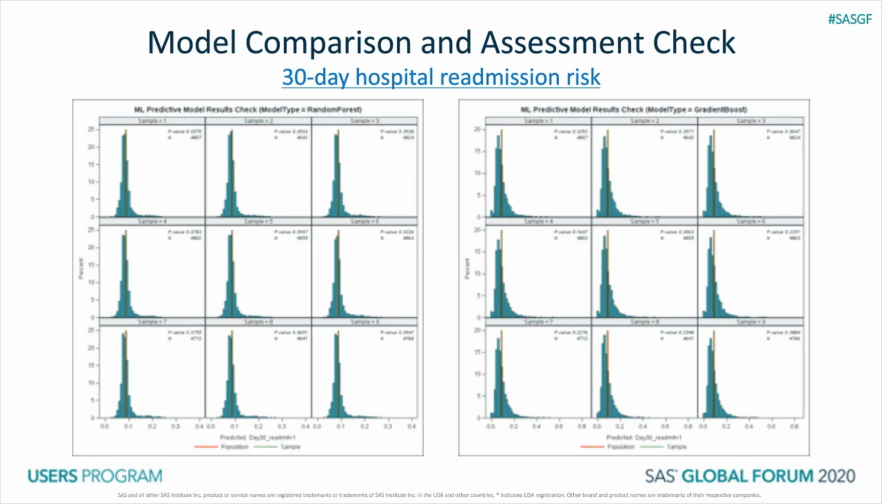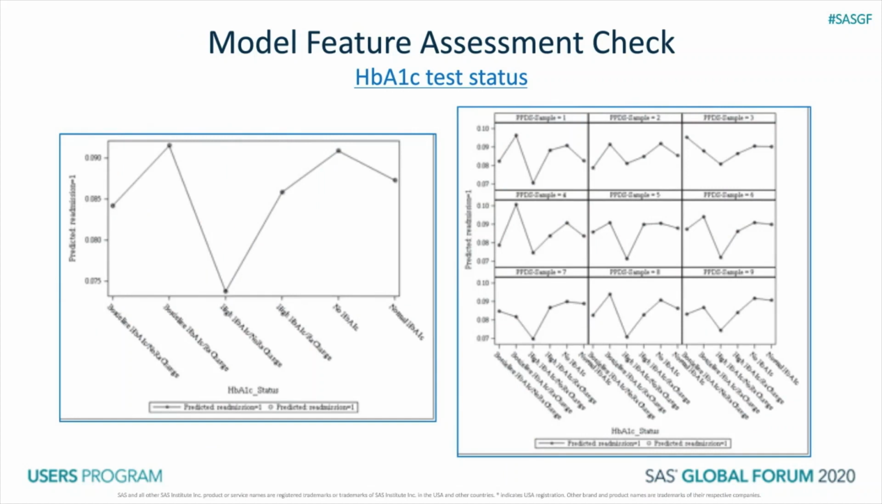The next set of plots that the PFAC macro allows you to generate, I call them the model feature assessment check plots. In this case, we can use the plot to examine the functional relationship between the model input and the model predictions. The plot displayed represents the check of the blood glucose test measurement based on the training data, and the right plot shows model predictions based on the replicate samples also generated from the training data.